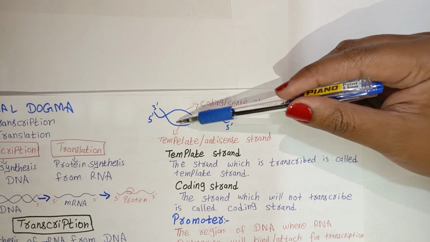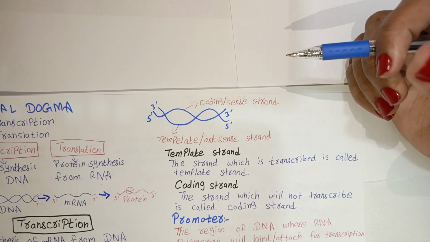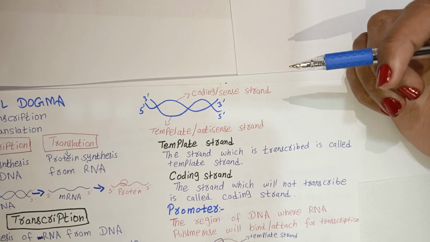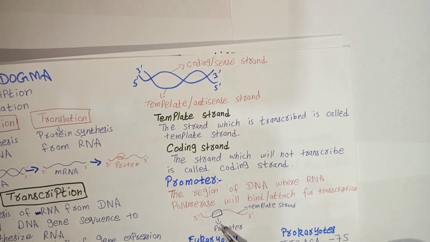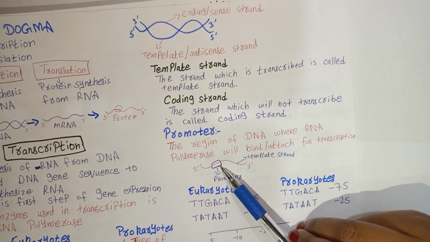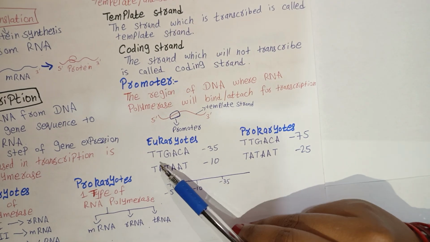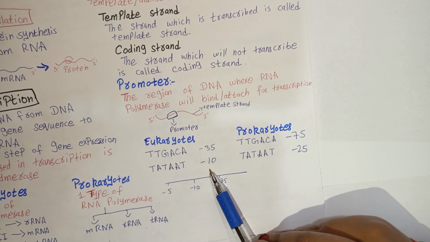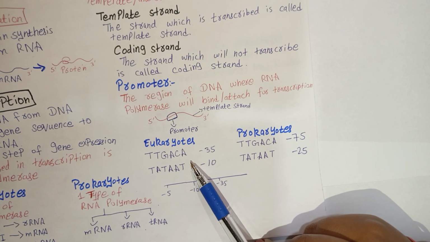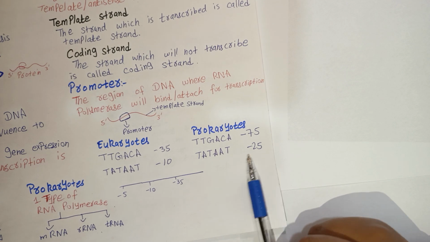Now on that DNA, there's a specific region on which the DNA can be transcribed, on which transcription can occur. That region is called promoter region, where RNA polymerase will bind and will start the transcription process. In the eukaryotes and prokaryotes, these sites are different. In the eukaryotes, the sequence TTGACA or minus 35 sequence and TATAAT or minus 10 sequence will be used for the promoter region. However, in the prokaryotes, the promoter region is TTGACA minus 75 and TATAAT minus 25 sequence.